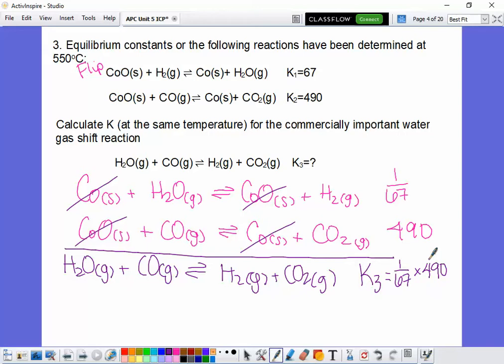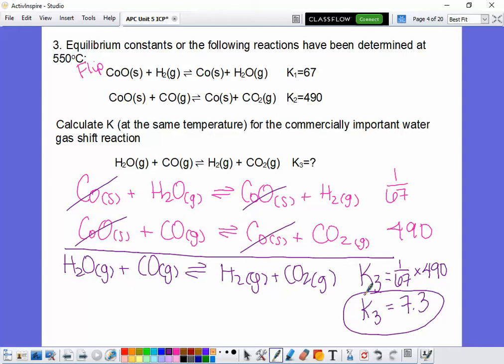Let's try to maintain the sig figs from the problem, even though I'm not a stickler about sig figs for K values, because most of the time you're going to be given them, not solving for them. So I'm not too worried about the sig figs of them, but when you are solving for them, maintain the sig figs from the problem. So what would our answer be with proper sig figs? 7.3. Because both of our original K values only had 2 sig figs.